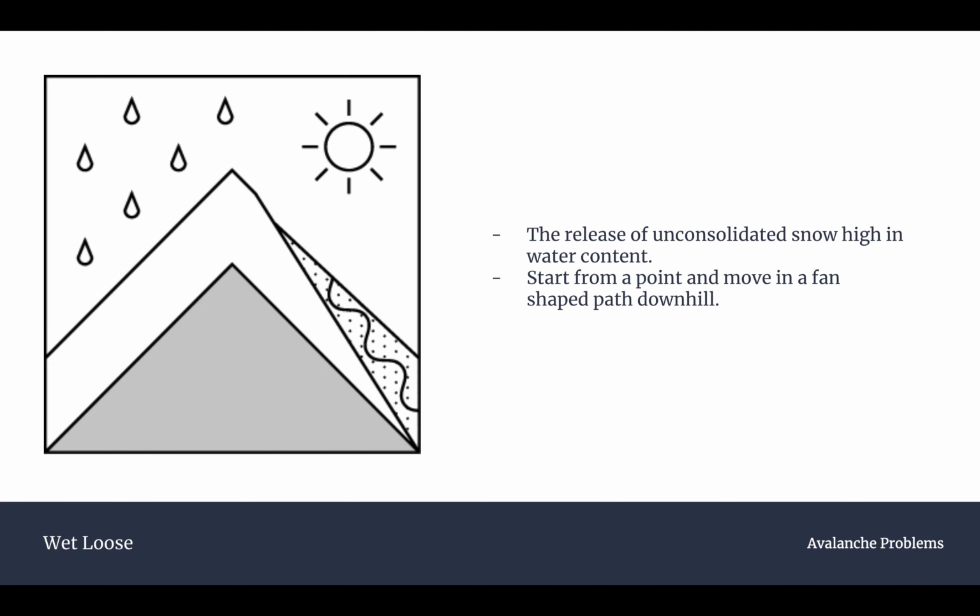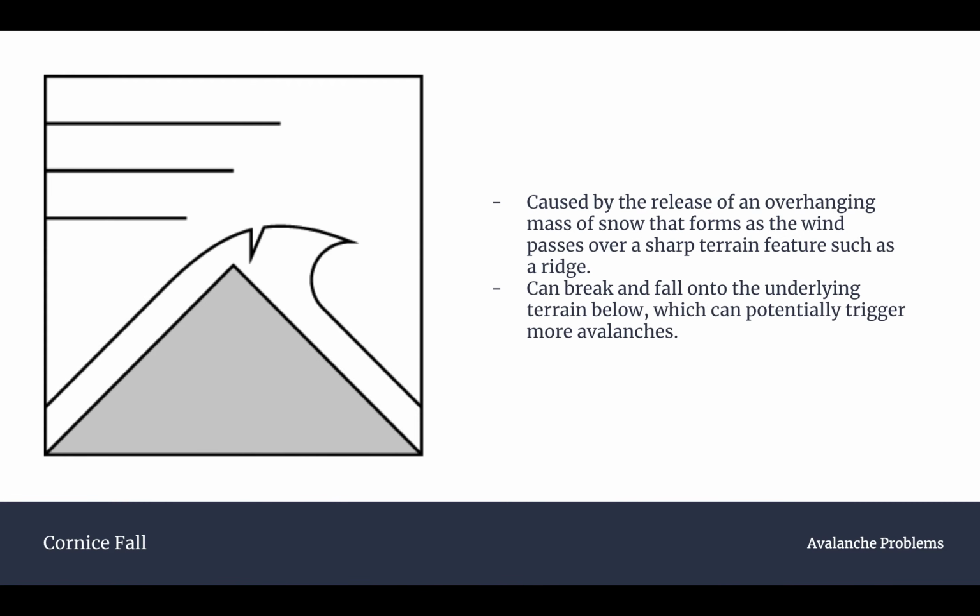This is essentially a dry loose slide with snow that is higher in moisture content, and this can be caused by a couple of things. One is intense sun exposure, like I was talking about earlier. The other is rain. Both of these saturate the snowpack and make the snow wetter, which gives it a higher moisture content. So this, once again, starts from a point and moves in a fan shape down the hill.